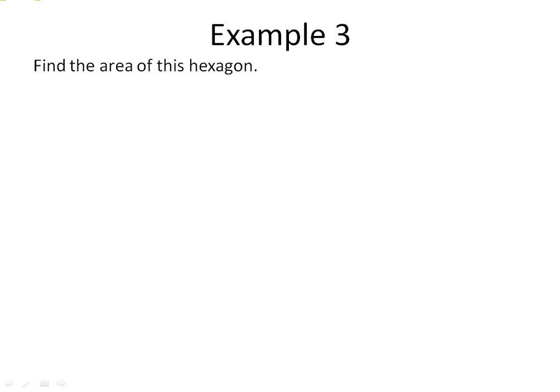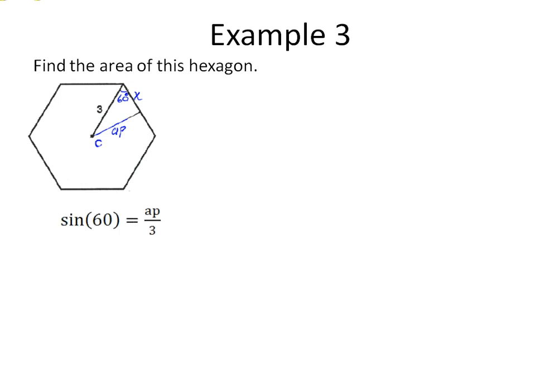Let's look at example 3. They want us to find the area of this hexagon. They gave us the length of a radius, which is 3. Once again we have the 60 degrees here, half of the side is x, and the apothem is this part right here. We can find the apothem using the sine, since we have the opposite leg over the hypotenuse. The sine of 60 equals the apothem over 3. Cross multiplying gives 3 times the sine of 60 equals the apothem, which is approximately 2.60.